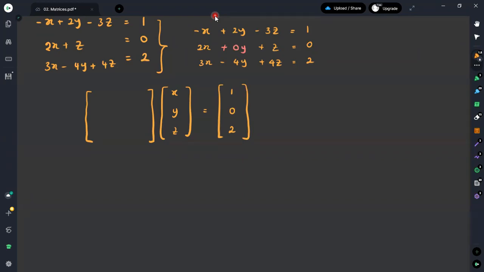Now we can simply write down the values: -1, 2, -3, and 2. Here you have to add the 0, because there is no y term. Then for z it is 1, 3, -4, and +4. This is the matrix that you are getting. Here you can say this is matrix A, and this is your vector B, and if you need, you can say this is your matrix vector X, or the column matrix X.